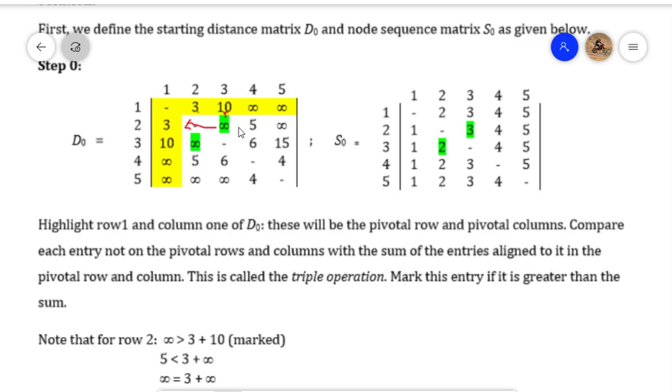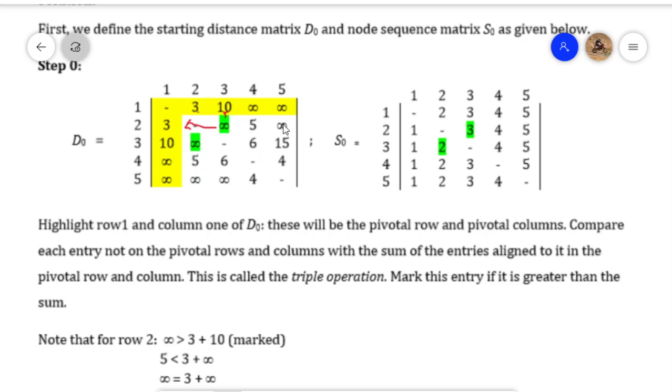But for the next entry, we have 5. Compare 5 with infinity plus 3. Infinity plus 3 is infinity. But infinity again is greater than 5. So we do not replace 5. So we do not mark 5.